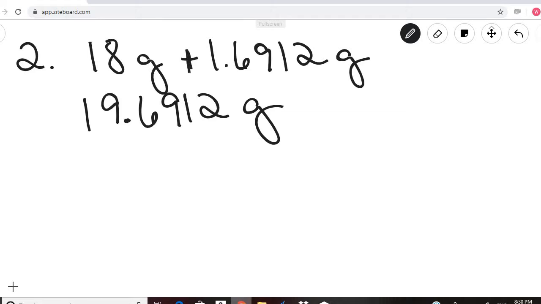when adding or subtracting, we look at place value. So even though this answer goes out to the tenths, hundredths, thousandths, 10,000ths, this one only goes out to the ones place. So we can only report our answer out to the ones place. So is it 19? It's not 19 because of the 6. We need to round it up. So going out to the ones place, our answer would be 20 grams.